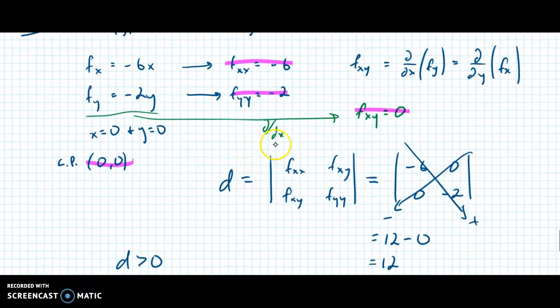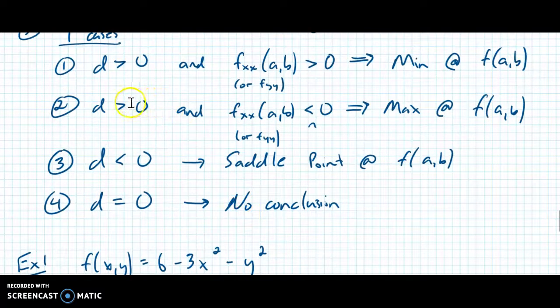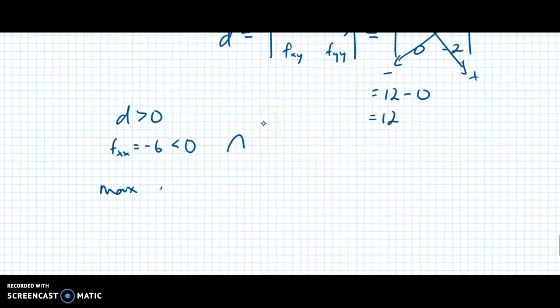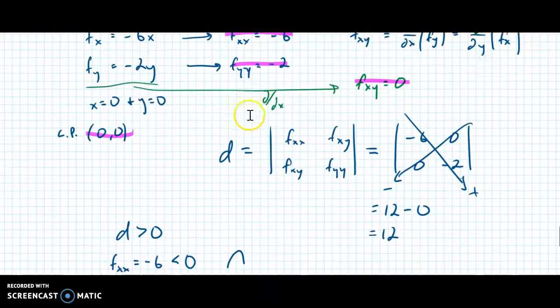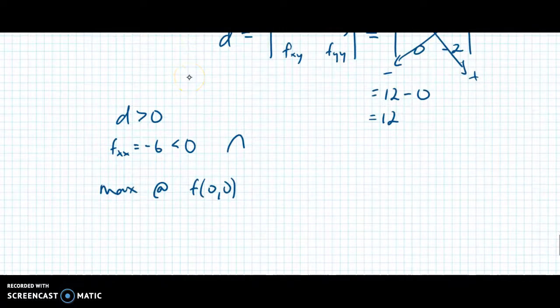And look, that is already right here. So D is greater than 0. F sub xx is equal to negative 6, which is less than 0. Remember, draw concave down. What's that mean? So we are in this case right here. We get a max at f of a comma b. So we get a max at f of 0 comma 0. What was f of x comma y? It was this thing. So notice that point is going to be 0 in here, 0 in here. I get a 6, which is 6.